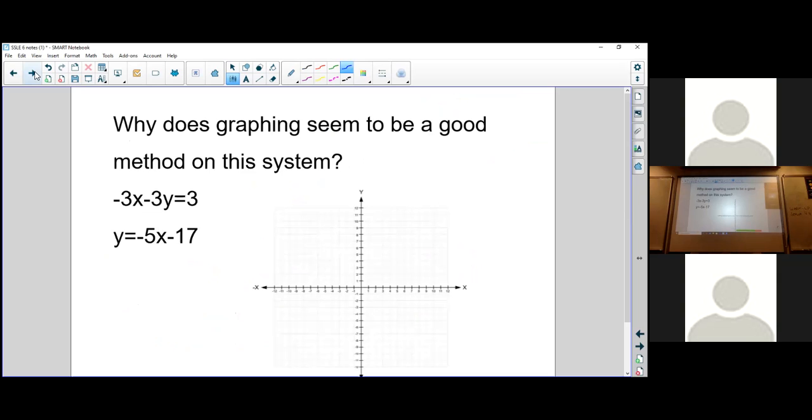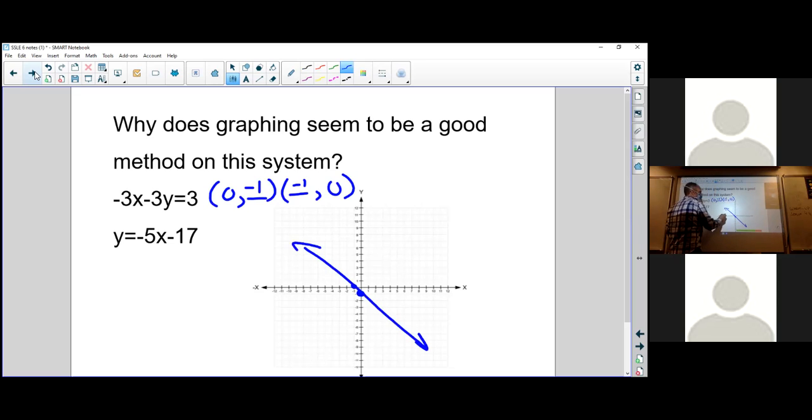Now this one, I'm not giving you a choice. Why does graphing seem to be a good method? Well, the obvious reason is, well, there's a graph there. Might as well use it, right? But when you look at it, this one works real well with the cover method. So that's an x value, so I cover that up. So -3 times what number gives me 3, and that'd be a -1, so 0, -1. That's a y value, cover that up. So -3 times what number? Oh, it's -1 as well. So you get that.